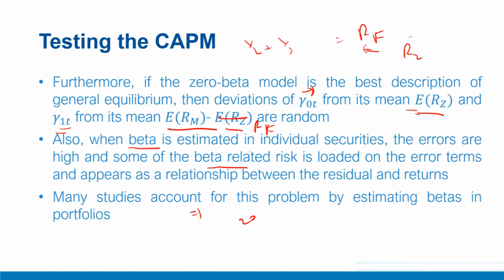Otherwise, the error terms, the additional risk in beta, which is not well modeled, will be loaded in the error term, and there will be some kind of spurious relationship between residual and returns, which will appear in the model and may lead us to spurious inferences.